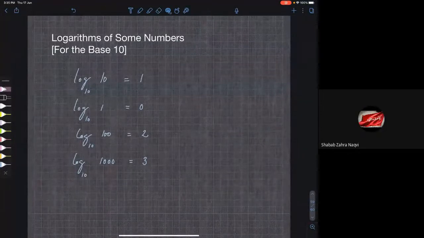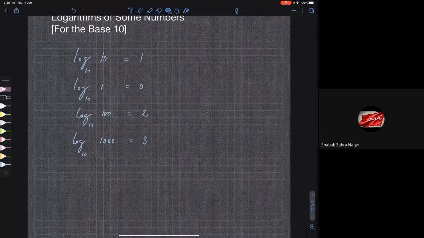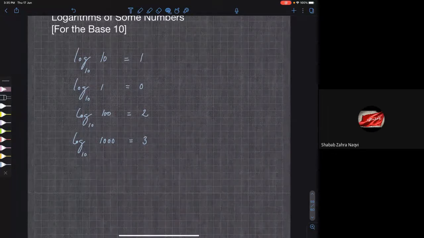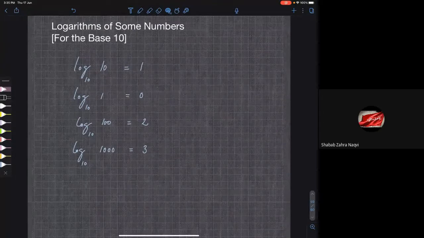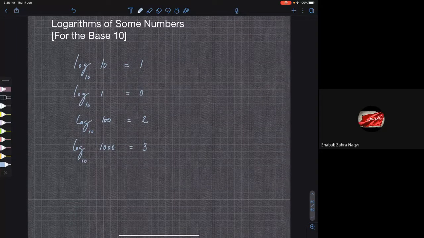Yes, sir. Okay, so in the morning there was a loss of connection, so the lecture stopped in between. So we were discussing logarithms in the morning, right? I was discussing logarithms of some numbers with base 10. Okay, so I'll continue from there.